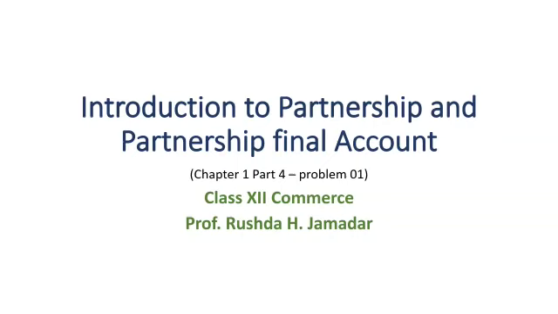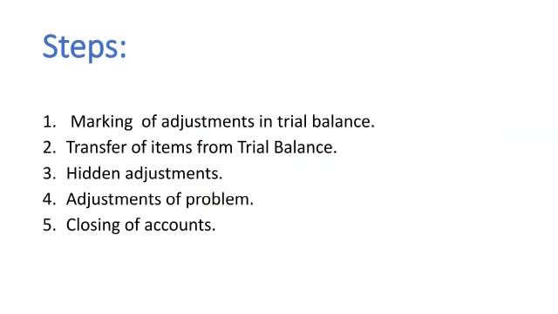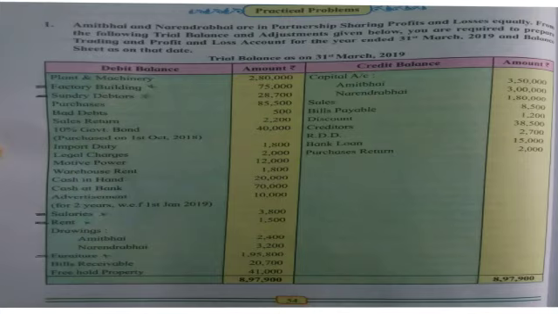Hello everyone. In part 4 of chapter 1, we'll go for problem number 1 of partnership final account. We'll solve this problem in 5 steps. We'll mark out the adjustments from the question first, then we'll transfer all the items from the trial balance to the respective accounts. We'll go for hidden adjustments, then adjustments of problems, and then we'll close down all the accounts.